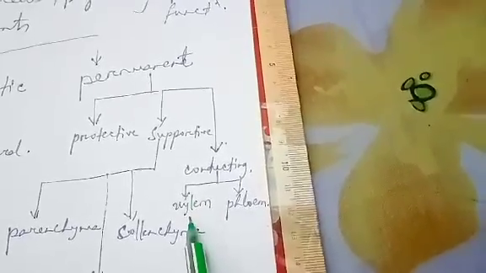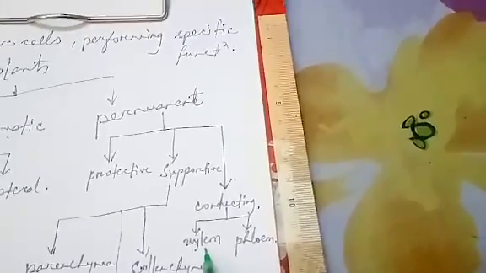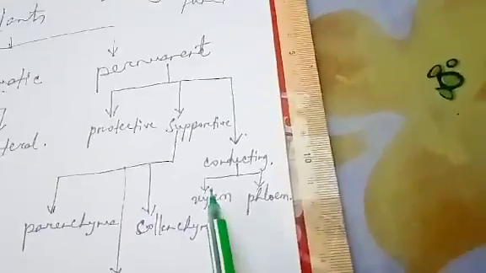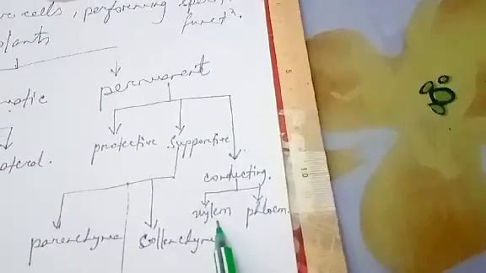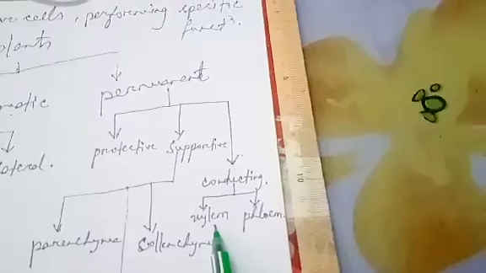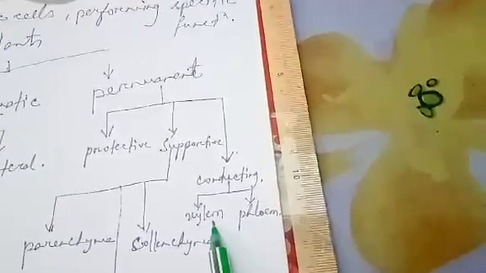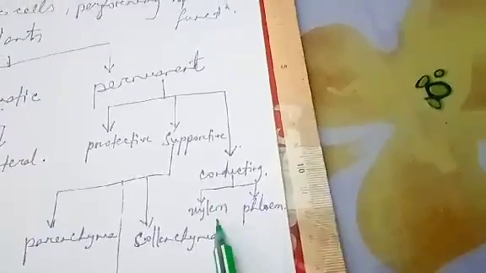So xylem, what is that? These are the group of cells which help in the conduction of water and minerals from the roots to the aerial parts of the plant. Now this consists of 4 different components. What are the components of xylem, children? That is tracheids, vessels, xylem parenchyma and xylem fibers.